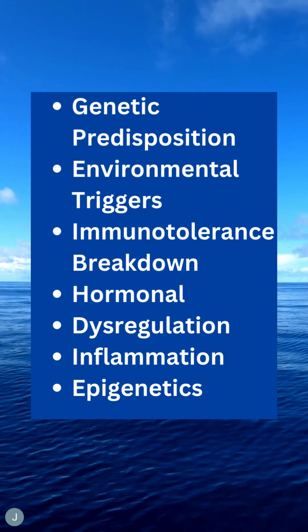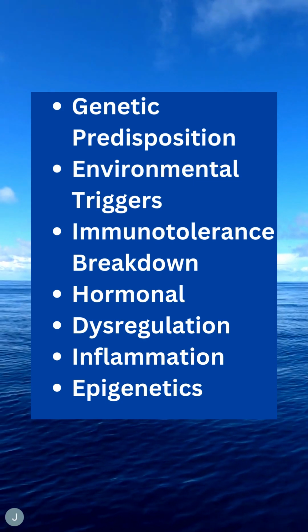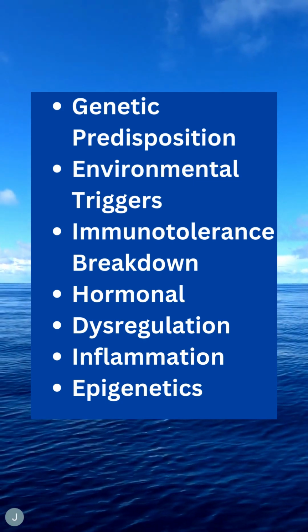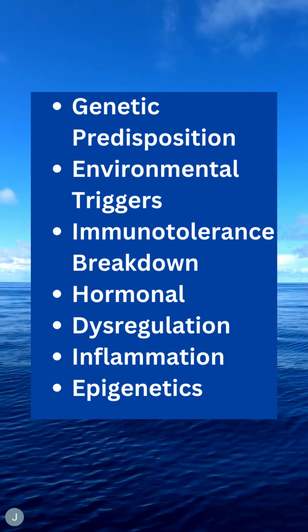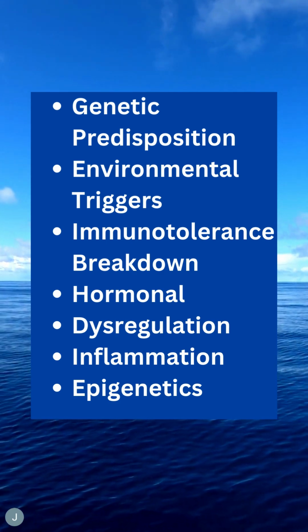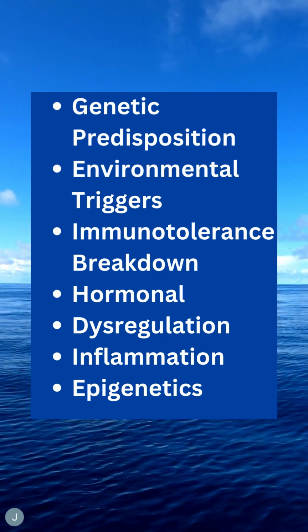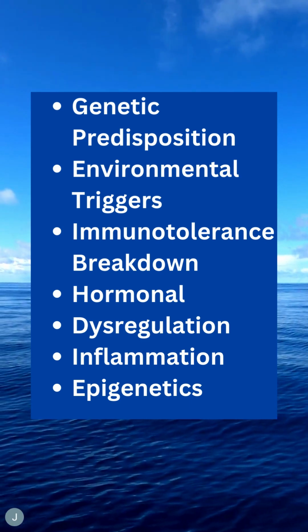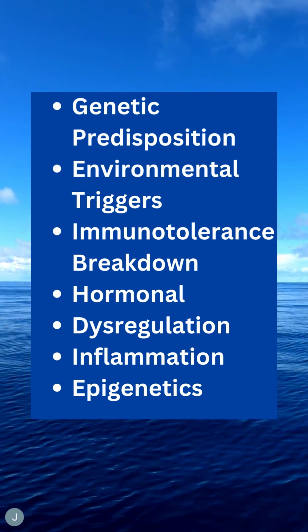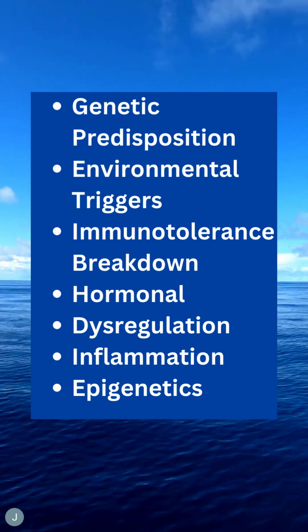There's dysregulation of immune cells. There's something called a Treg, or regulatory T cells, and these help maintain immune tolerance by suppressing autoreactive immune cells. A deficiency or dysfunction in these Tregs can lead to an unchecked immune response against your own tissues.